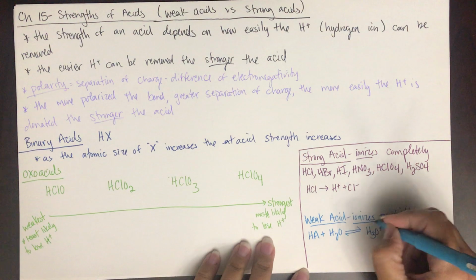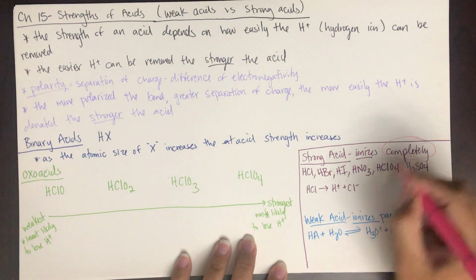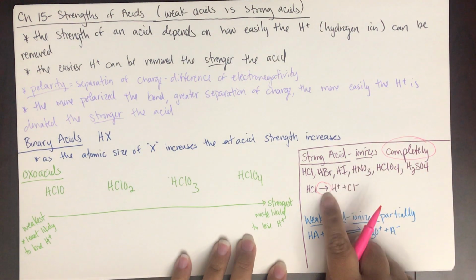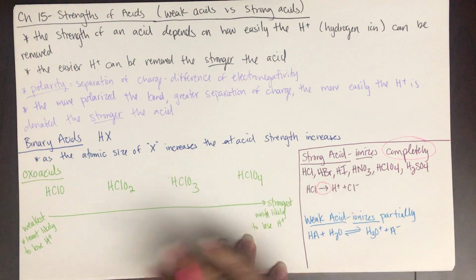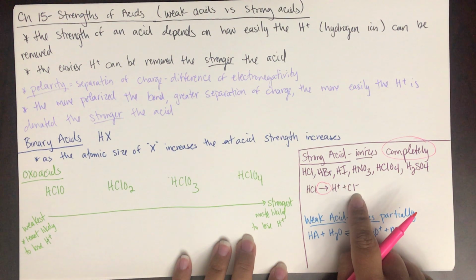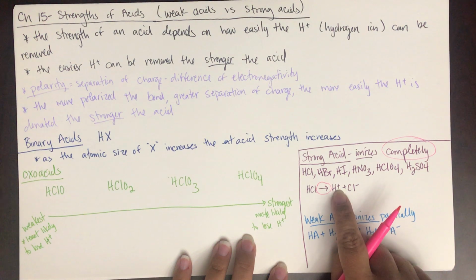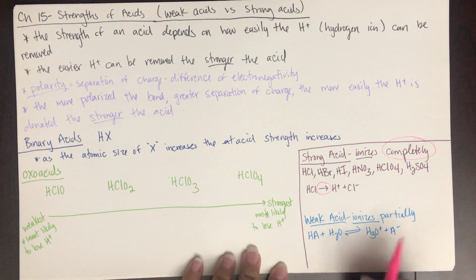So the difference between a strong acid and a weak acid is that the strong acid ionizes completely. This is a single-sided arrow, meaning when this HCl gets put in water, it 100% ionizes. There is no HCl left. All of the HCl has broken apart to hydrogen ions and chloride ions. This hydrogen ion is then going to join a water molecule and increase the concentration of hydronium.